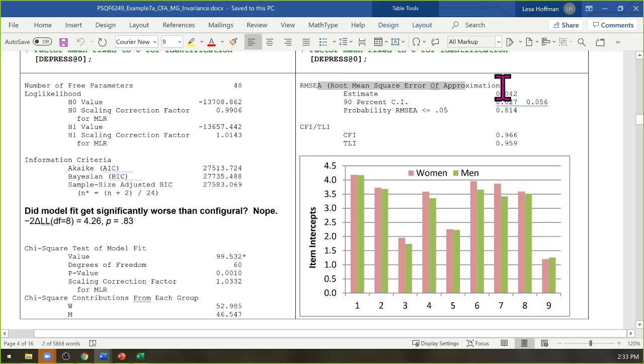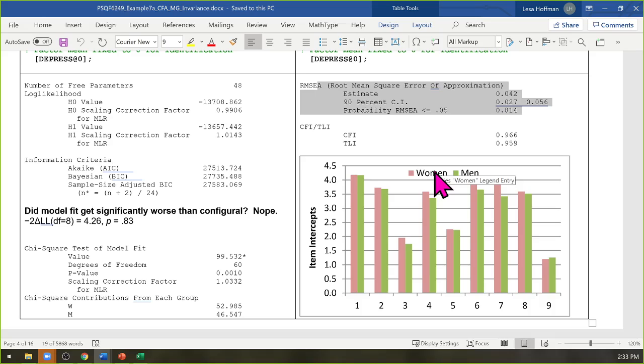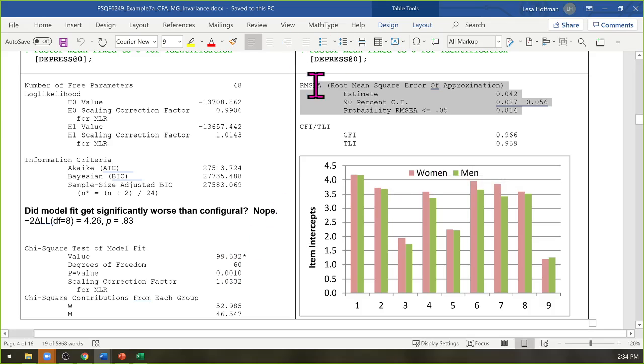And so RMSEA, because it is a measure of model discrepancy per degree of freedom, as you constrain things, can actually get better. So even though in an absolute sense we're talking about whether the model gets worse or not worse in terms of log likelihood, RMSEA can be happier because it's becoming more parsimonious. We're getting rid of the stuff we don't need.